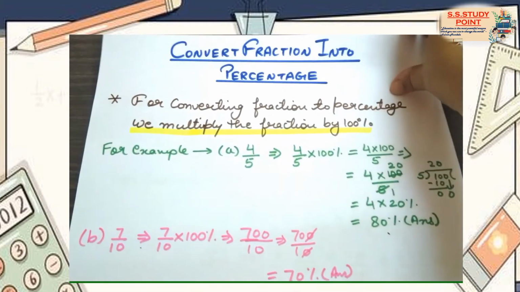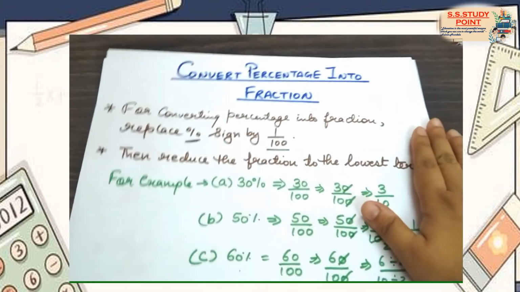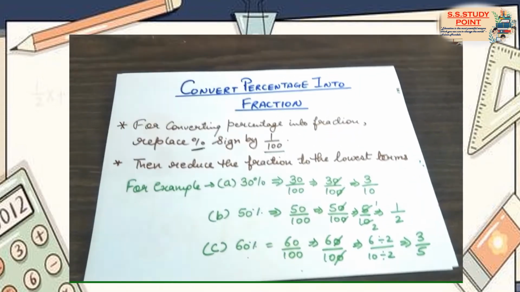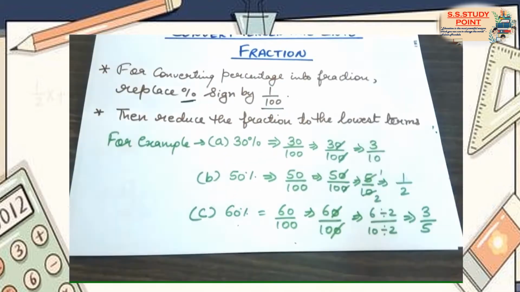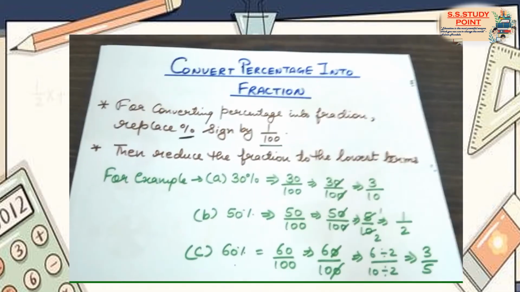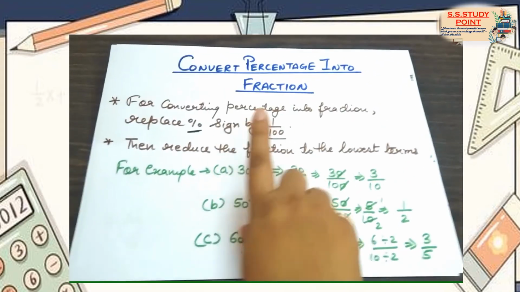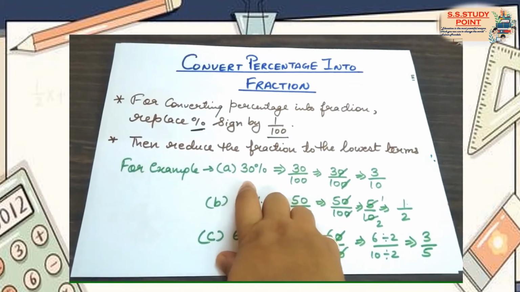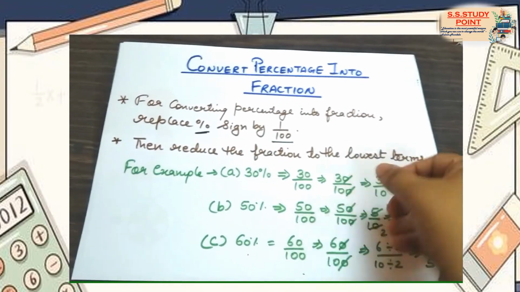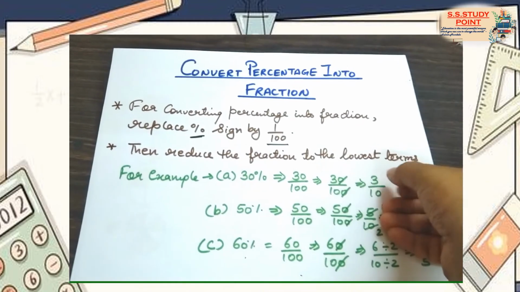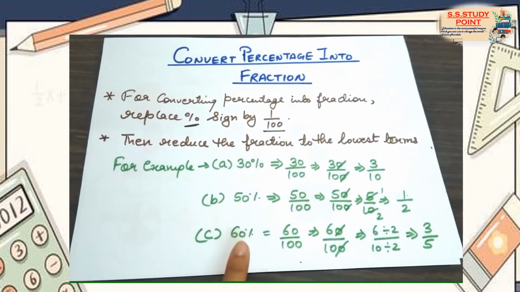Now we'll go on to another one. That means we will convert a percentage into a fraction. In this, we'll do just the opposite. In the previous one we were multiplying, now we will divide by 100. Suppose I have 30%. So 30 divided by 100, what do I get? 30 by 100. Now you strike off the 0 and write 3 by 10. Similarly for 50, similarly for 60.